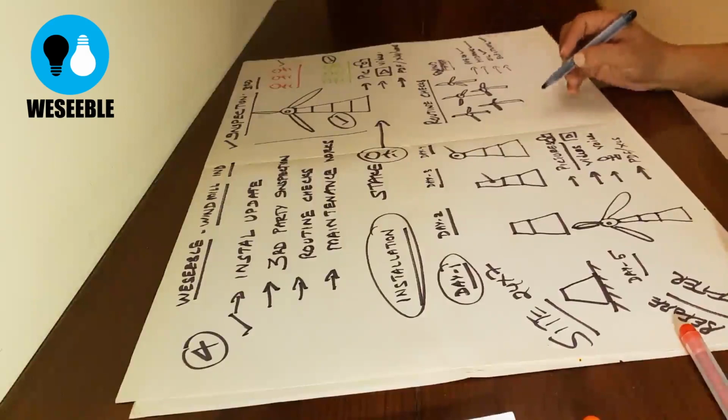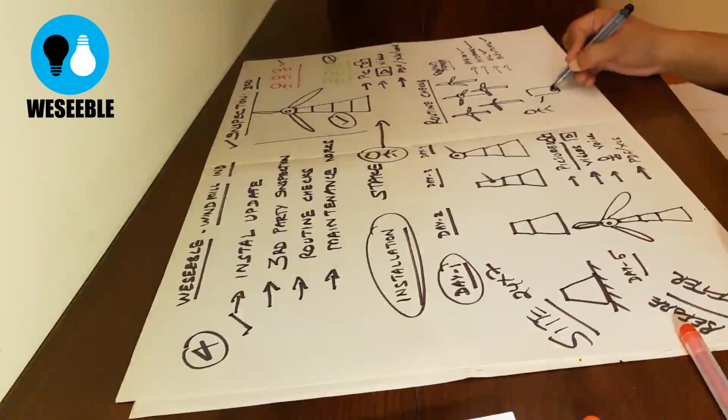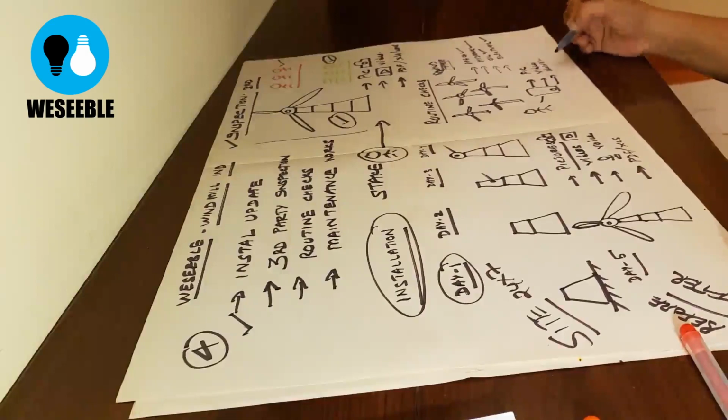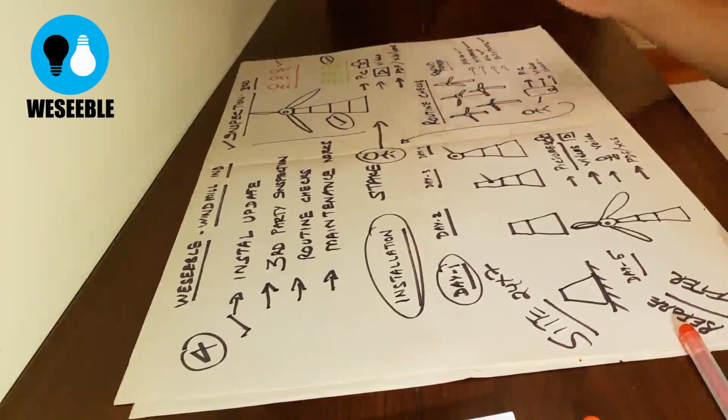So in a routine check scenario, a technician who does the routine check has access to Weseeble through his mobile device, where he can take pictures, once again videos, and a checklist can be prepared and uploaded, so that once again the stakeholders can have a look at what's happening to their wind farm sitting from remote.